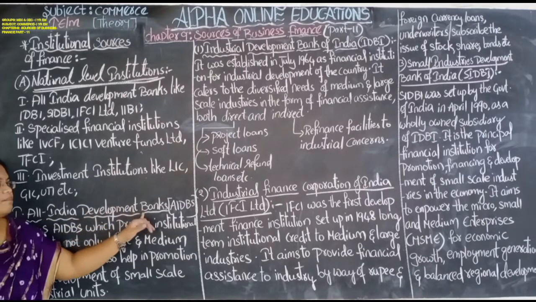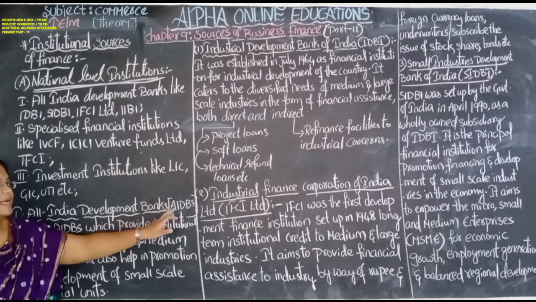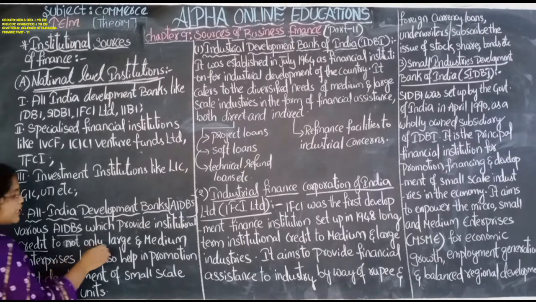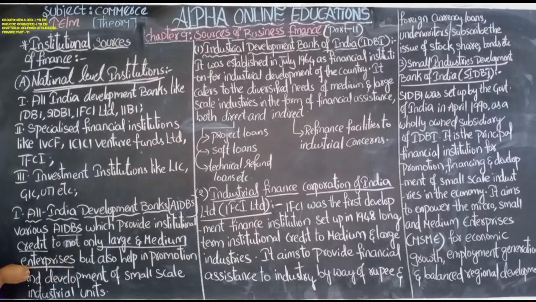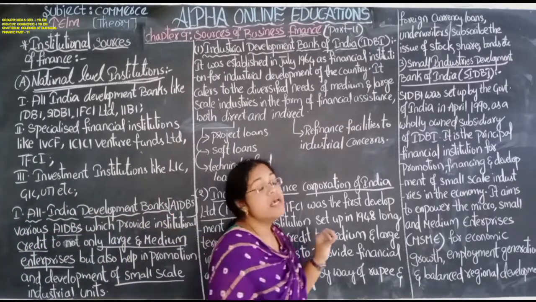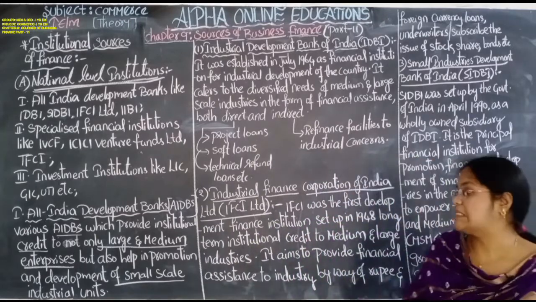All India Development Banks, AIDBs, provide institutional credit. They provide institutional credit not only to large and medium enterprises but also help in the promotion and development of small scale industrial units. So all India development banks provide finance not only for large or medium scale businesses, but also for small scale industries.